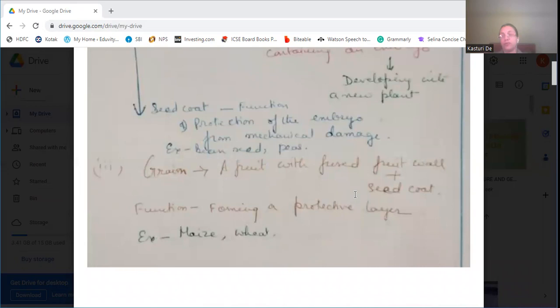Another thing, besides the fruit and the seed, there is another word you will find in this chapter, that is the grain. Now, what is grain? Grain is also a fruit, but here the fruit wall and the seed coat are fused together. When we talk about the fruit and the seed separately, the fruit wall and the seed coat are separate, but in the grain, the fruit wall and the seed coat are fused together. The function of the grain is forming a protective layer, for example, maize and wheat.